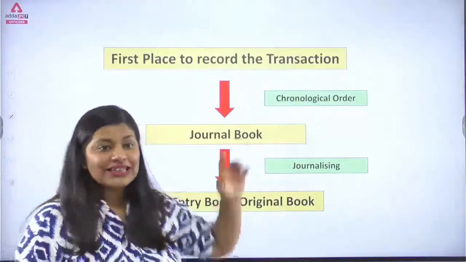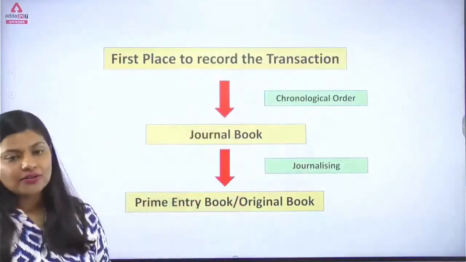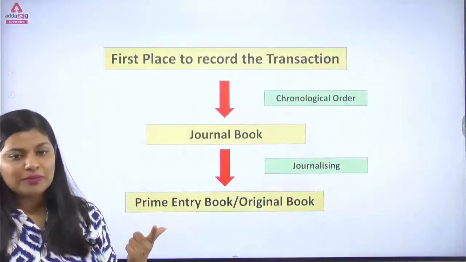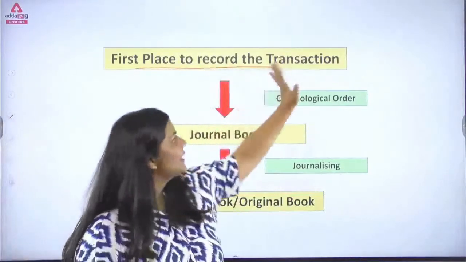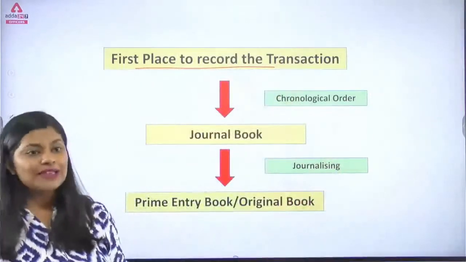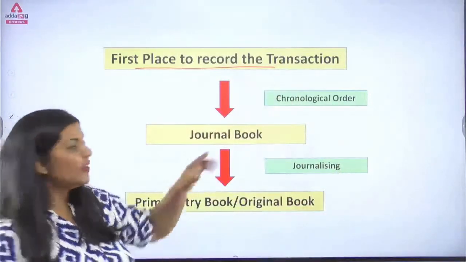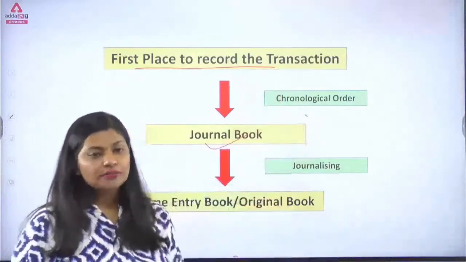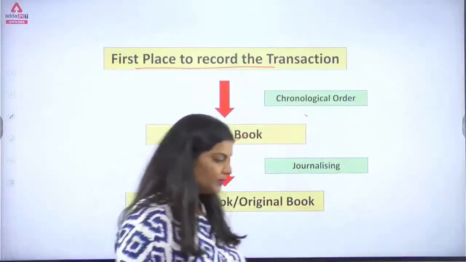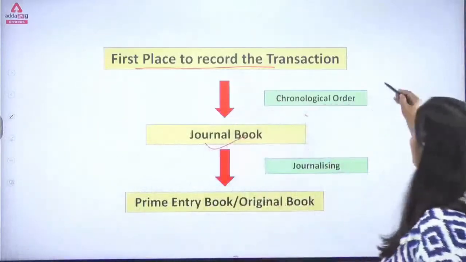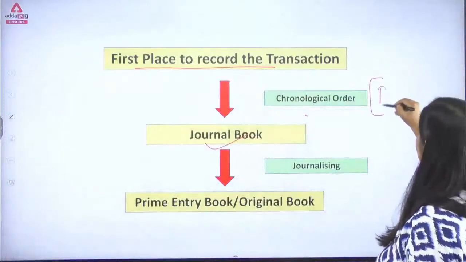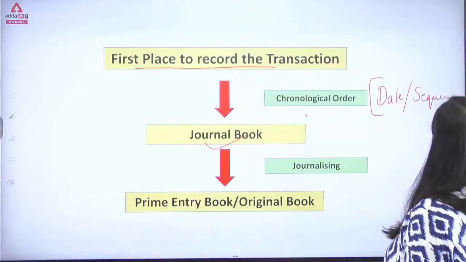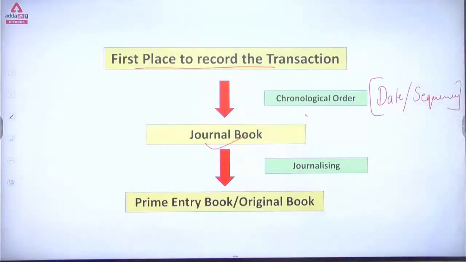Now, can I say that it is the first place to record the transaction? Once we have done a business transaction, it is measurable in terms of money, we will go and record it. It is the first place where we'll record it. And we will record it in the journal book, correct? In which order? Chronological order. What was chronological order? Chronological order means by date or as per sequence.